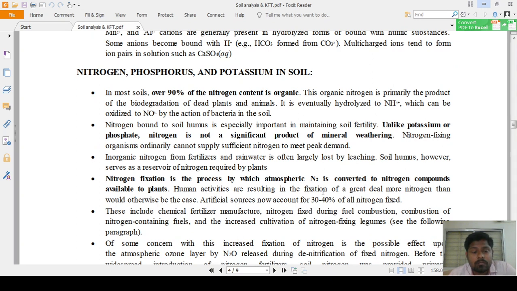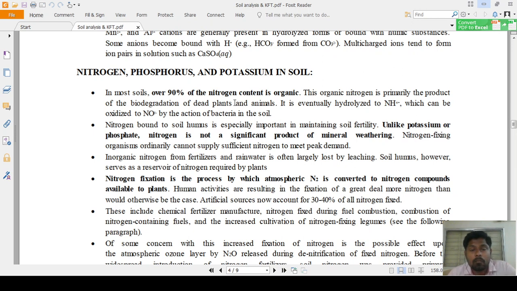Then the nitrogen, phosphorus and potassium in soil, that is NPK. Okay, that is the most important fertilizer. The nitrogen, phosphorus and potassium in soil are useful for agricultural purposes. In most soils, over 90% of the nitrogen content is organic. Now, this organic nitrogen is primarily the product of the biodegradation of dead plants and animals.